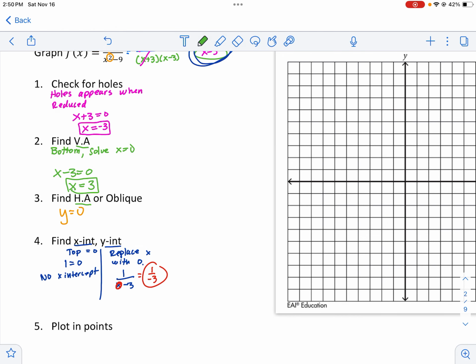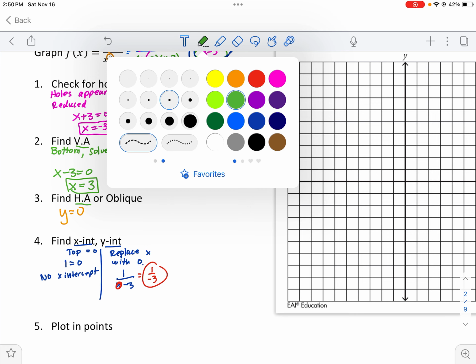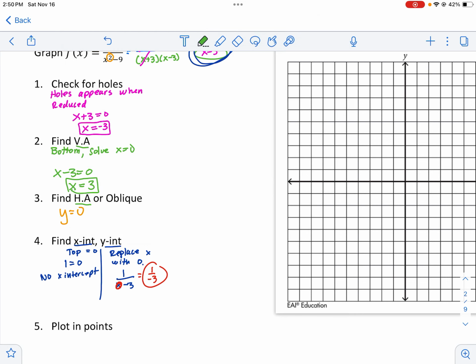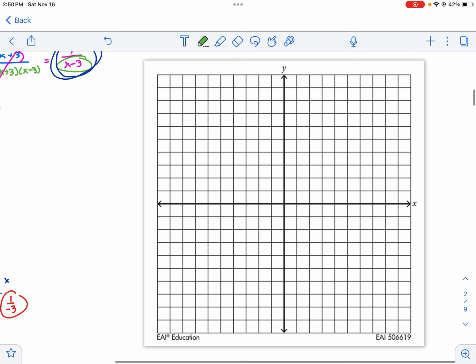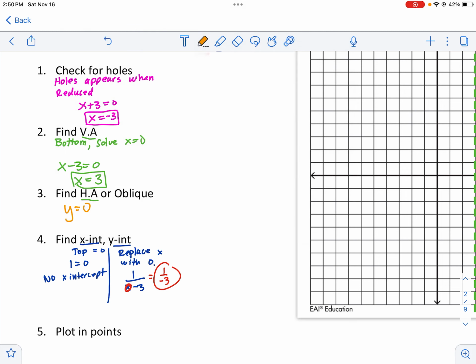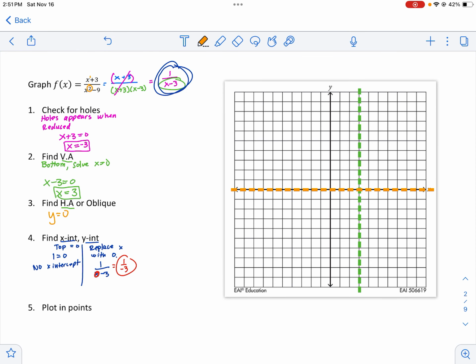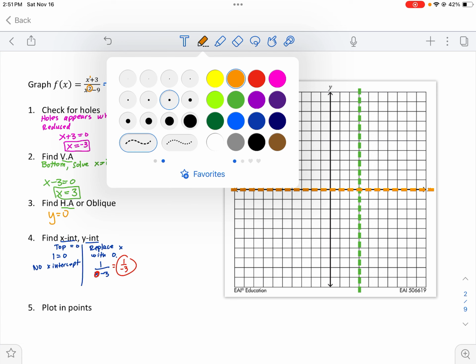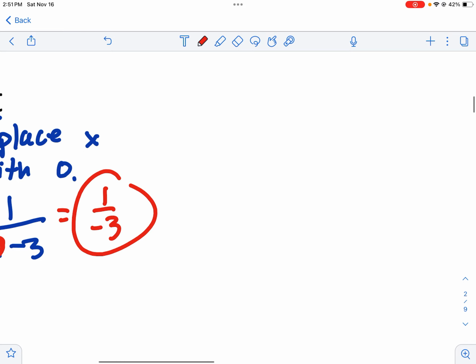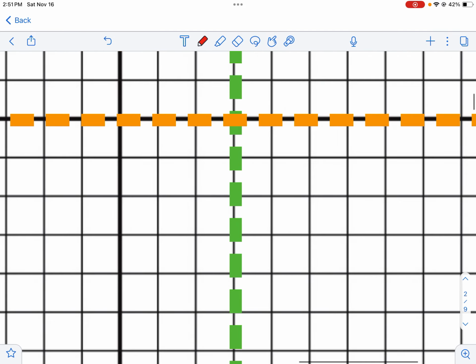Let's start with the vertical asymptote at x equals 3. So here's my line, x equals 3. And then I have a horizontal asymptote at y equals 0. This is y equals 0. Then let me label my intercepts. I don't have an x-intercept, but I do have a y-intercept, negative 1/3. Negative 1/3 is in between negative 1 and negative 2. So right there.